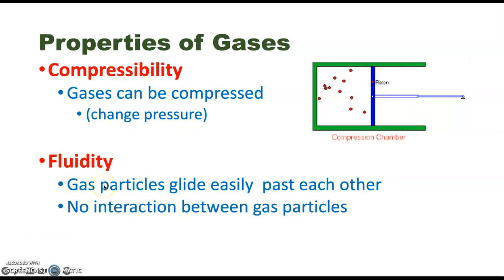Another thing, gases are considered fluids. A fluid is not just reserved for liquids. Gases are also considered fluids because they can flow past each other. They can change their shape easily. And we also assume that there's no interaction between gas particles. So when these particles are bouncing off of each other, they don't really stick to each other. There's no attraction between them. They bounce off with perfect elastic collisions, which isn't fully true, but we make that assumption to use the equations that we're going to use in the future. And it's close enough to being true that it works for our purposes.